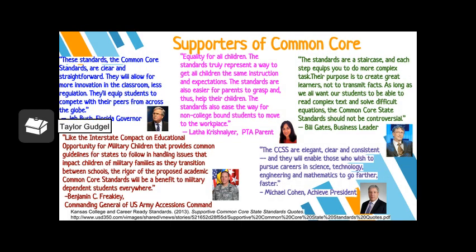There are many supporters for the Common Core State Standards. Some of these supporters are Jeb Bush, Latha Krishnair, Bill Gates, Benjamin Freakley, and Michael Cohen. Please take a moment now and read the quotes from these supporters.